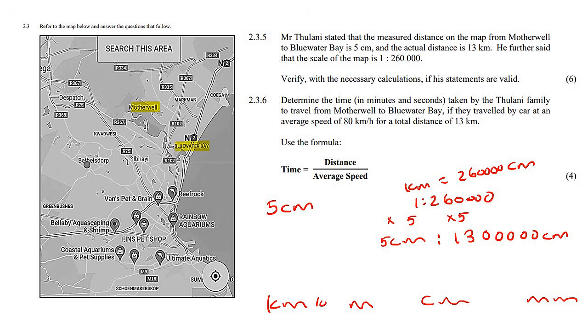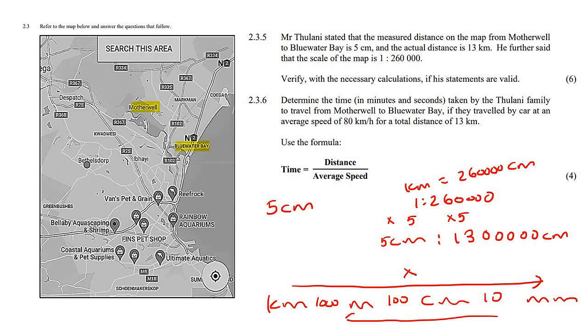So remember, between here it's 1,000, between here it's 100, between here it's 10. If you go this way, you multiply. If you go this way, you divide. Okay, so if we are going from centimeters to kilometers, we will go to the left, so we will divide.